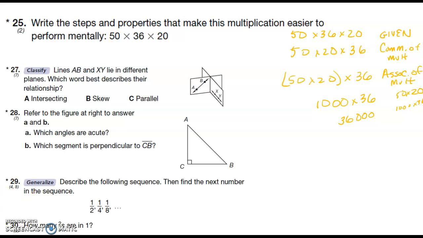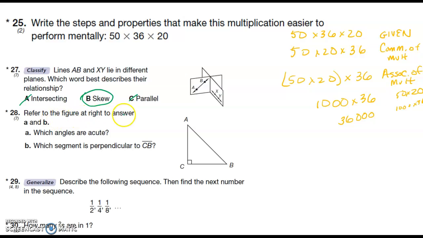Let me change colors. All right. Lines A, B, and X, Y lie in different planes. Look how beautiful this is. Which word describes their relationship? They are not going to intersect. They are not parallel. So they are skew.